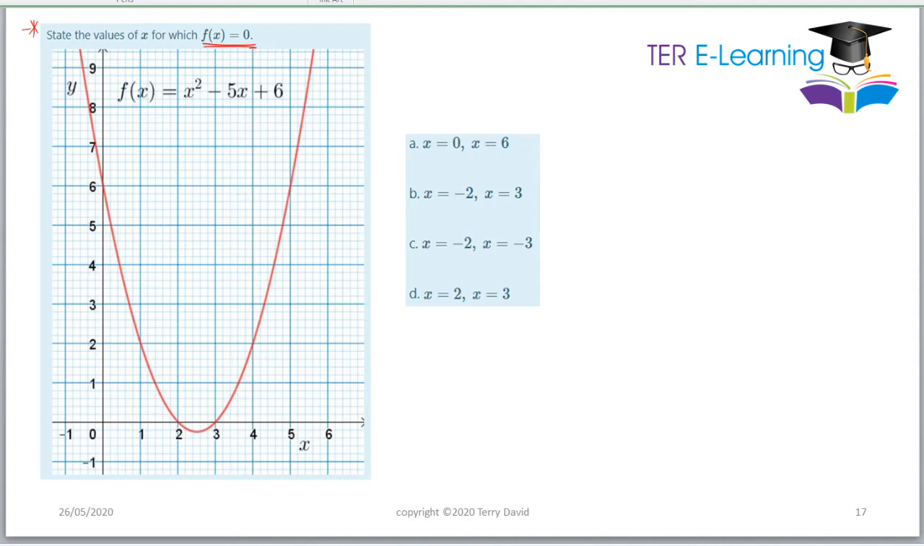Alright, so I see Shuri saying D. So remember what this means, right? When f of x is equal to 0, where does the graph cut the x-axis? So it cuts the x-axis at this point here, which corresponds to 2, and it cuts at this point here, which corresponds to 3. So yes, the answer is D, alright? So the questions should start getting much easier now as we move on, alright?